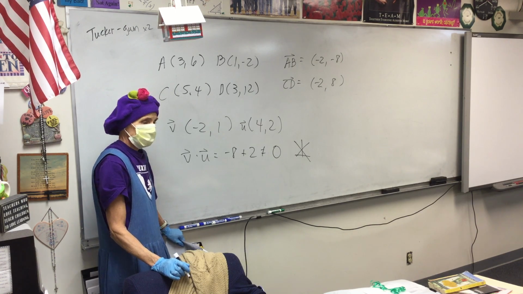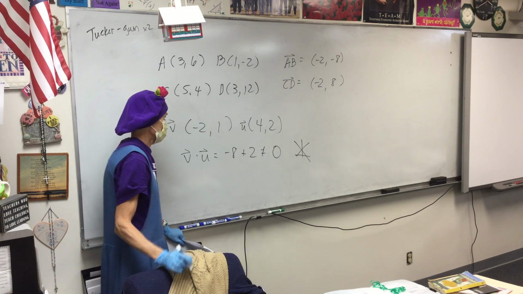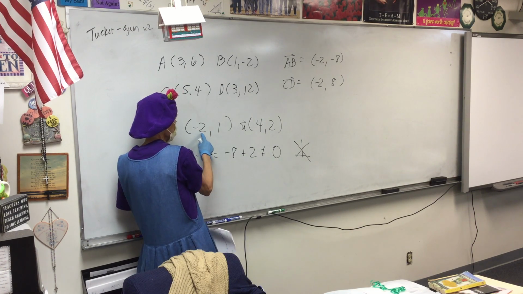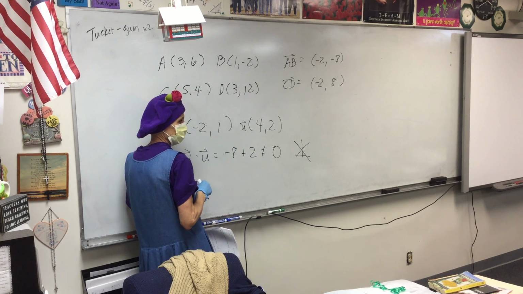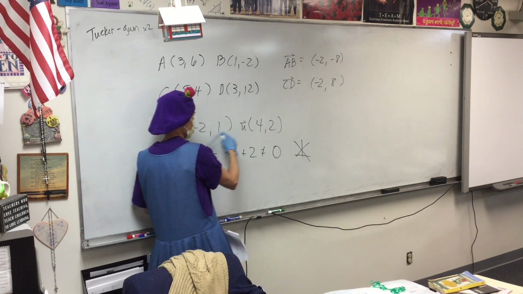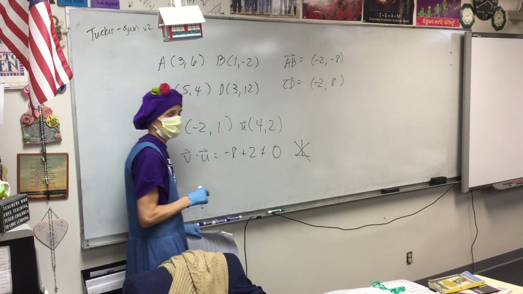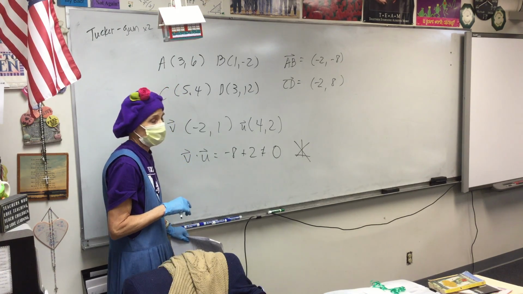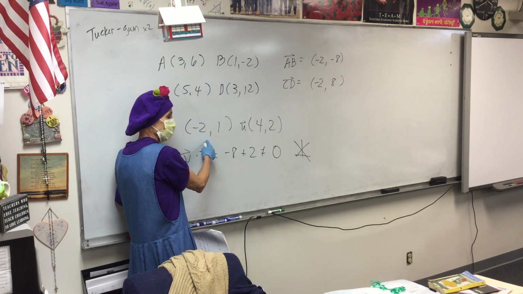Now, how do I check to see if they're parallel? Are they multiples of each other? So if you want to do it that way, -2 times what will give you 4? -2. If you take 1 times -2, do you get 2? No, it doesn't appear they're multiples. Now, for some of you, that's just too confusing. You're not going to be able to figure that out. So do the slope. What's the slope of this vector?